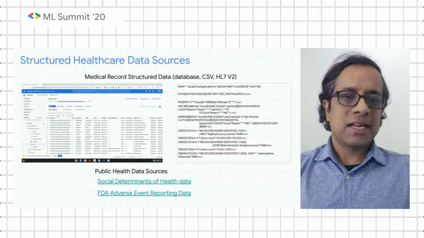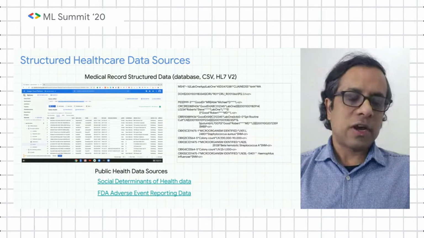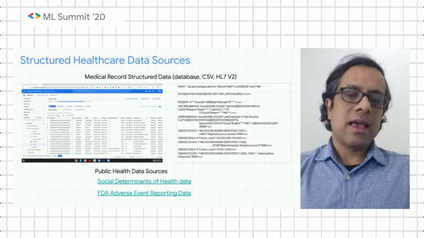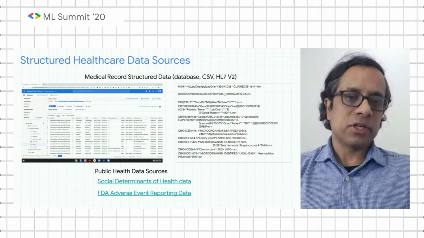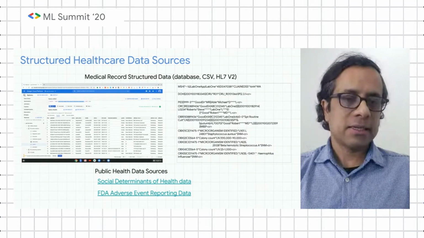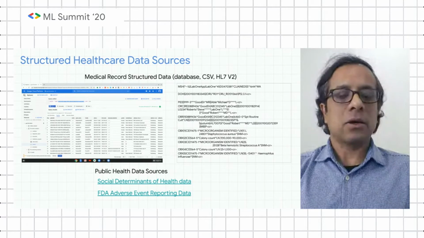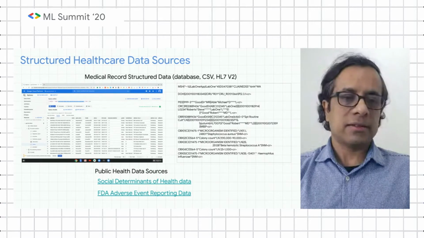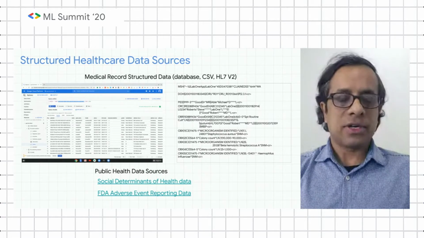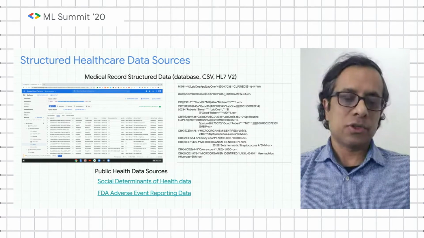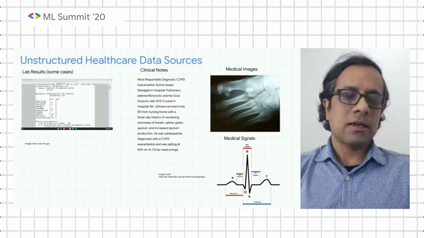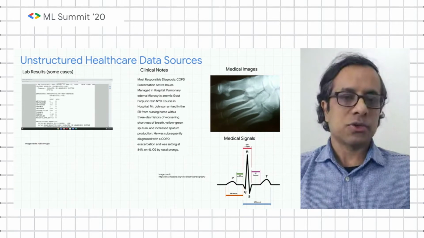In terms of the data sources, there are mainly three types. One is the structured data sources, for example, database tables. It could be a message structure like HL7v2, which is a standard used in healthcare settings. It could be some of the public health open data sources available from the CDC, like social determinants of health data or the FDA adverse event reporting data. Those could be used as features in your model. And there are a lot of other opportunities to gather features, for example, unstructured healthcare data sources.